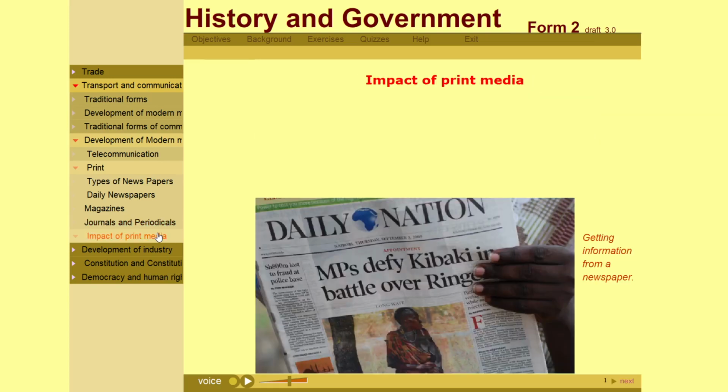Print media has played a major role in people's lives. It has positive effects such as it is informative on various issues. It is also a source of entertainment and storage of information. Print media also promotes trade.